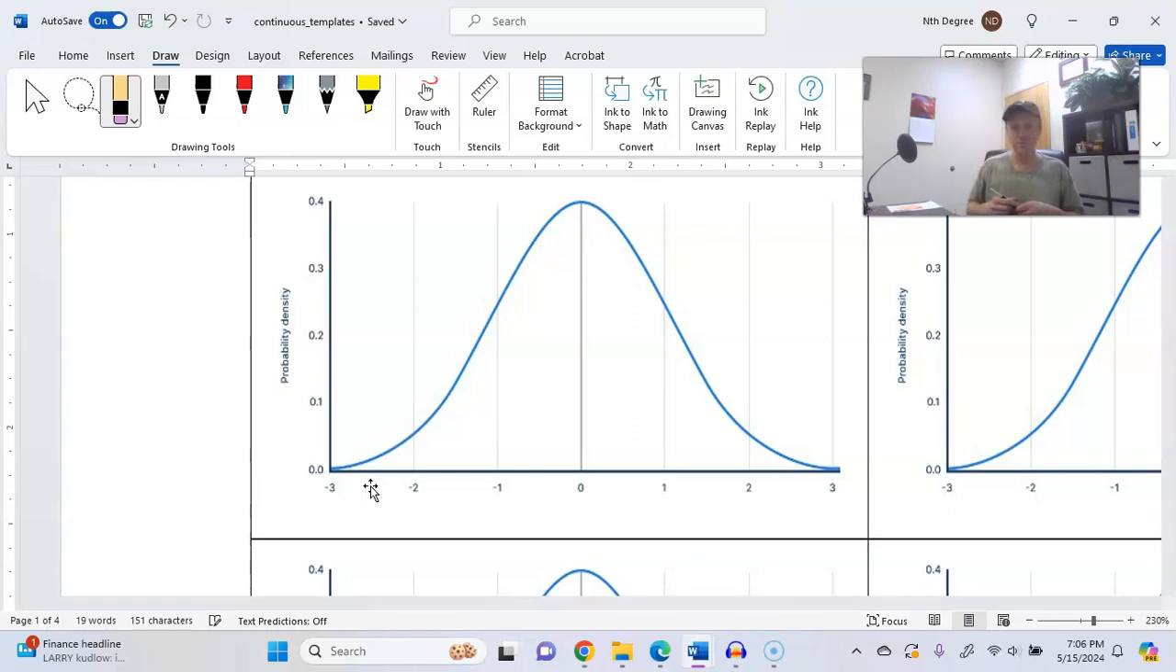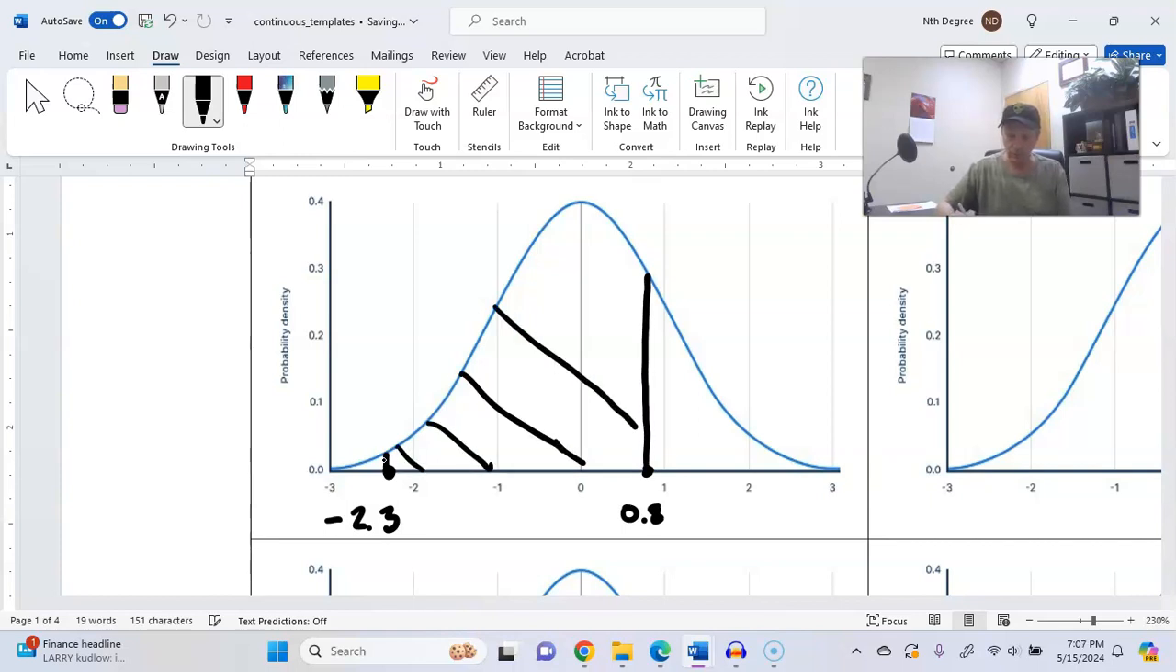So between the z-scores of -2.3 and +0.8. So I'm going to go to my standard normal template, and I'm going to mark off a z-score of about -2.3, right about here. And +0.8, which will be about here-ish. And the question is to calculate the area between them. So we go straight up to the curve. And we are basically looking for this area, which we can shade so we can see what it looks like.